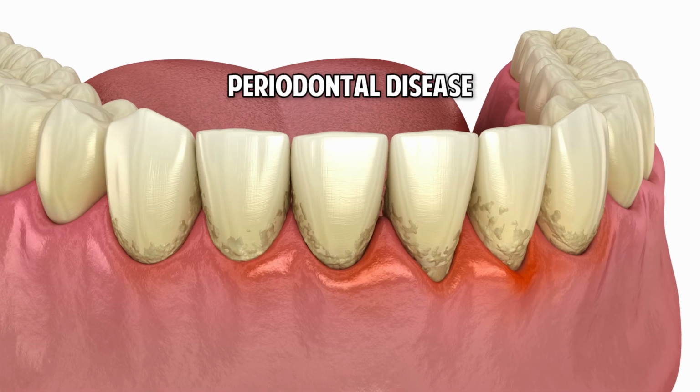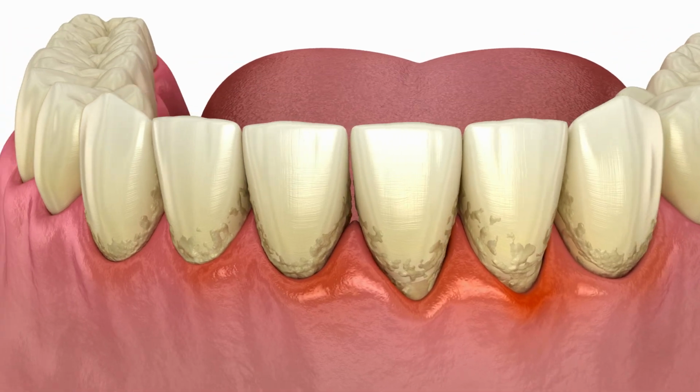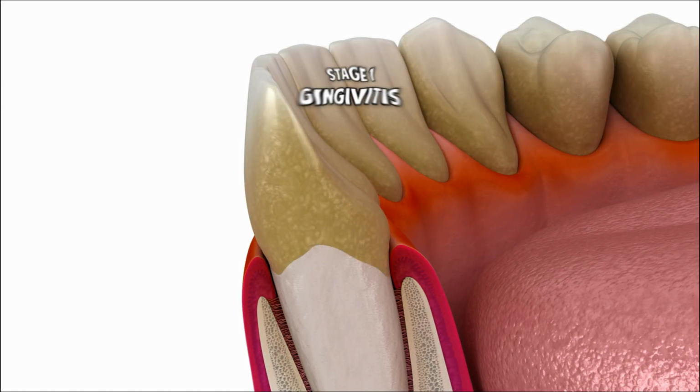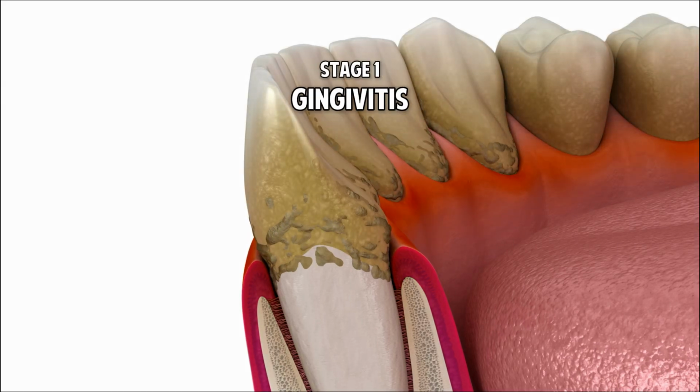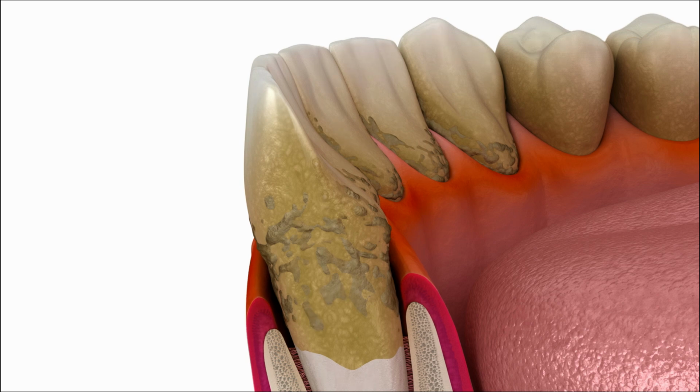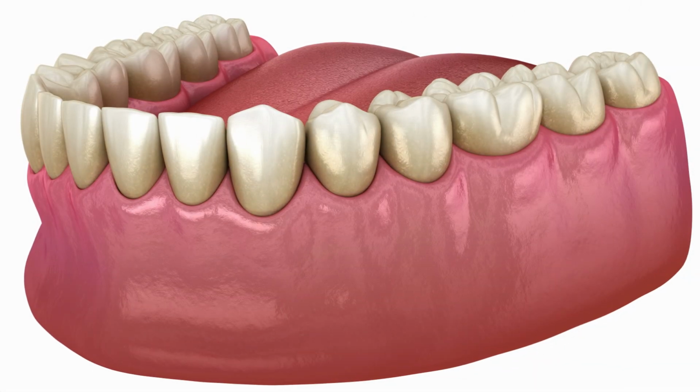A gradual destructive process begins with bacterial plaque buildup on the teeth. This sticky film irritates the gums, leading to gingivitis, the earliest stage characterized by redness, swelling, and bleeding during brushing or flossing. At this point, the damage is still reversible with good oral hygiene.